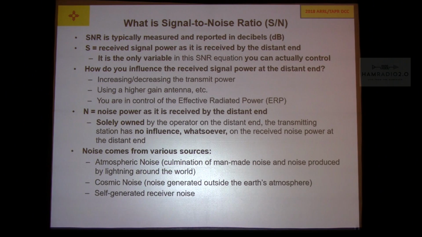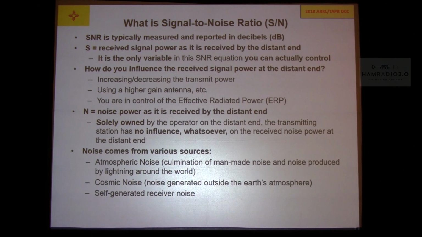And we actually have control of only the S part of this equation. It is the only variable in this signal to noise ratio equation that we can actually control. And how do we influence that? Well, we can, of course, increase or decrease the transmit power. We can use a higher antenna gain, or whatever method you use to control the effective radiated power.